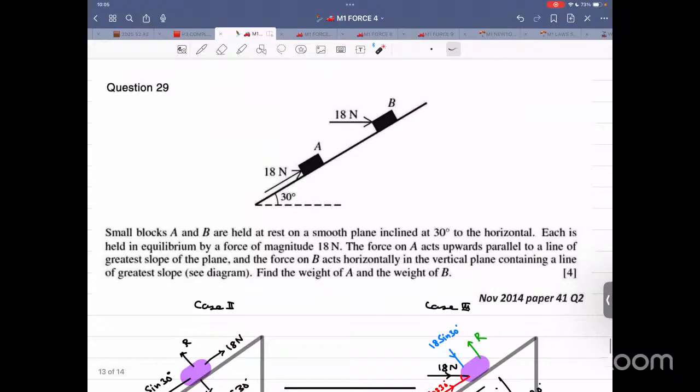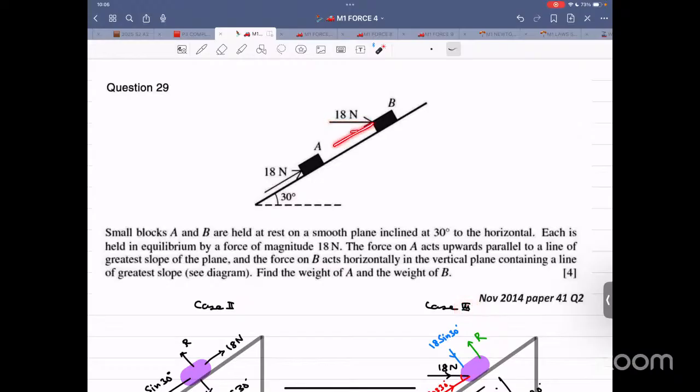Now it says small blocks A and B are held on a smooth plane inclined at 30 degrees to the horizontal. That is 30 degrees. Each is held in equilibrium by a force of magnitude 18 Newton. The force on A acts upward parallel to the line of greatest slope. So this is acting upward. That is case number 2. And the force acts horizontally. That's case number 3. That's acting this way.